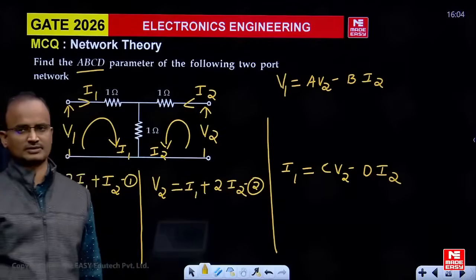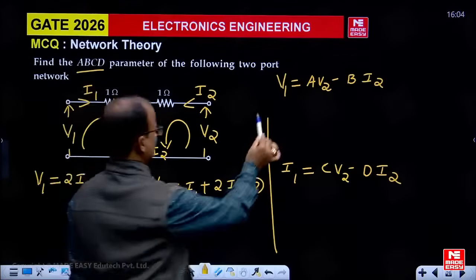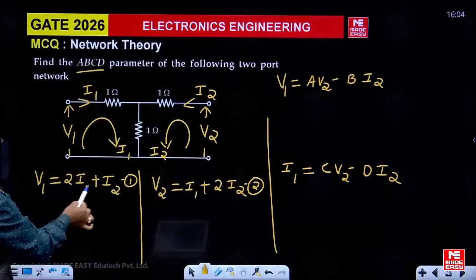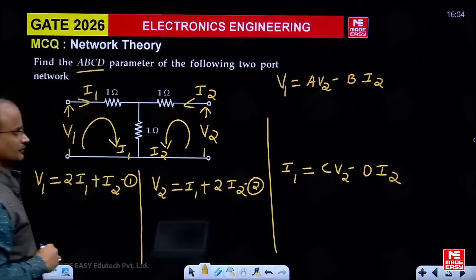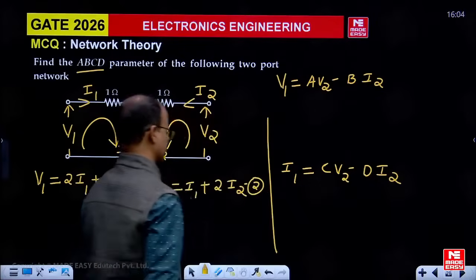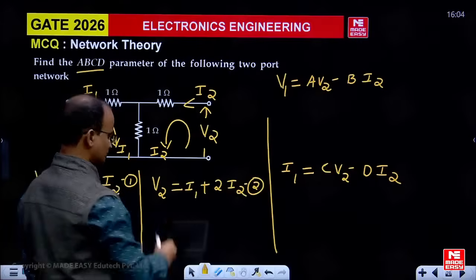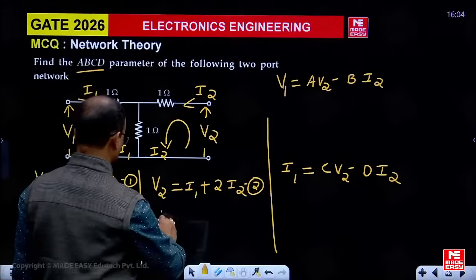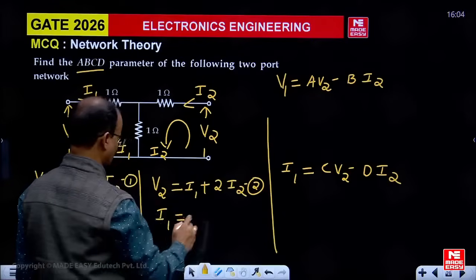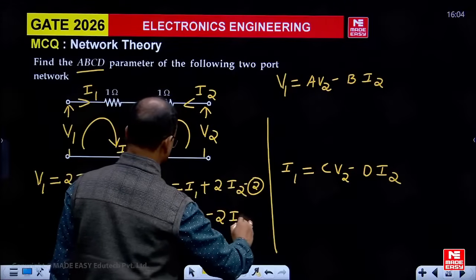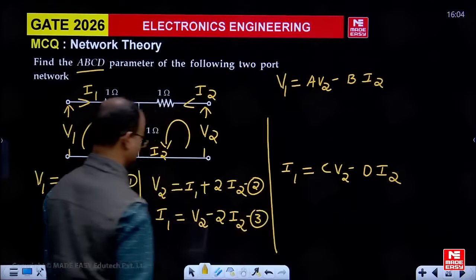Let us concentrate on the standard equations. What is the requirement for V1 in terms of V2, I2? V1, but we got it in terms of I1 and I2. Now what about the other one, the I1 value in terms of V2 and I2. You observe this equation 2. By rearranging this equation, can you separate the I1 value here? I1 equal to V2 minus 2I2. Give the name equation 3.